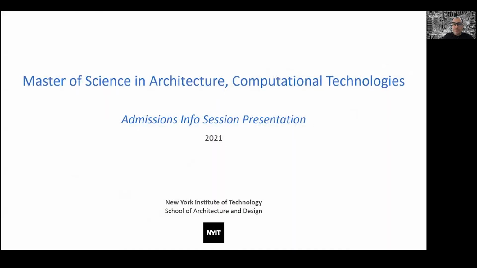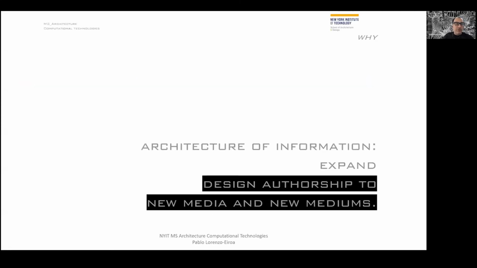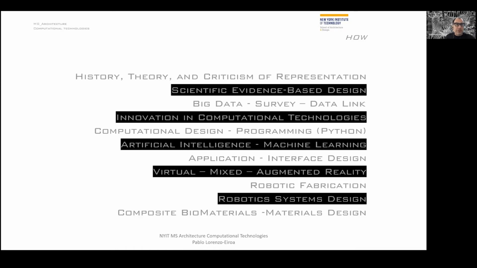The program is a new program that has as a core the question of what is the emergent architecture of information. One of the objectives is to expand design authorship to new media and new mediums. The core of the program is going to be based on history, theory, and criticism of representation and technologies, using scientific evidence-based design, but also addressing new aesthetic means of designing space and addressing space through ecological terms by applying the latest technology available, but also innovating in terms of new technology.